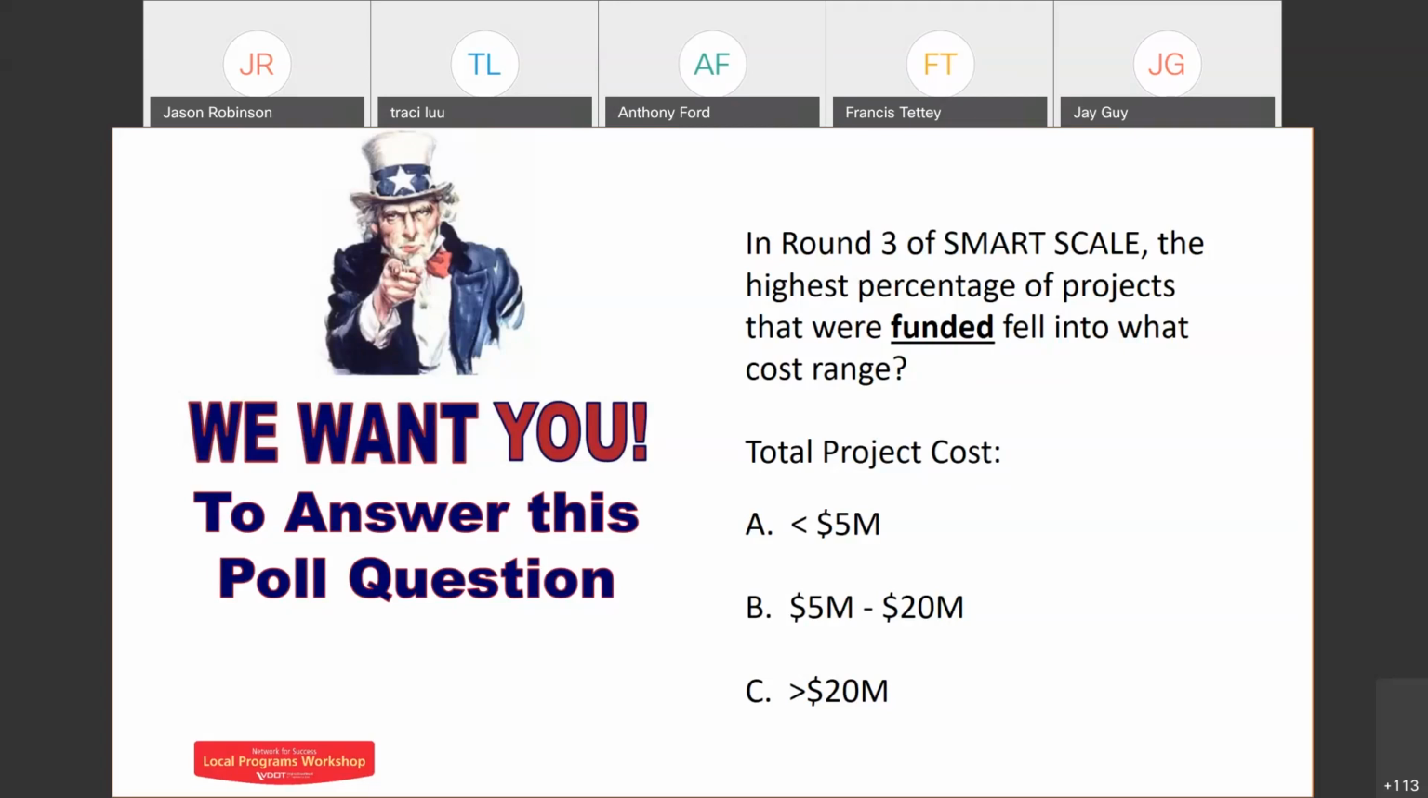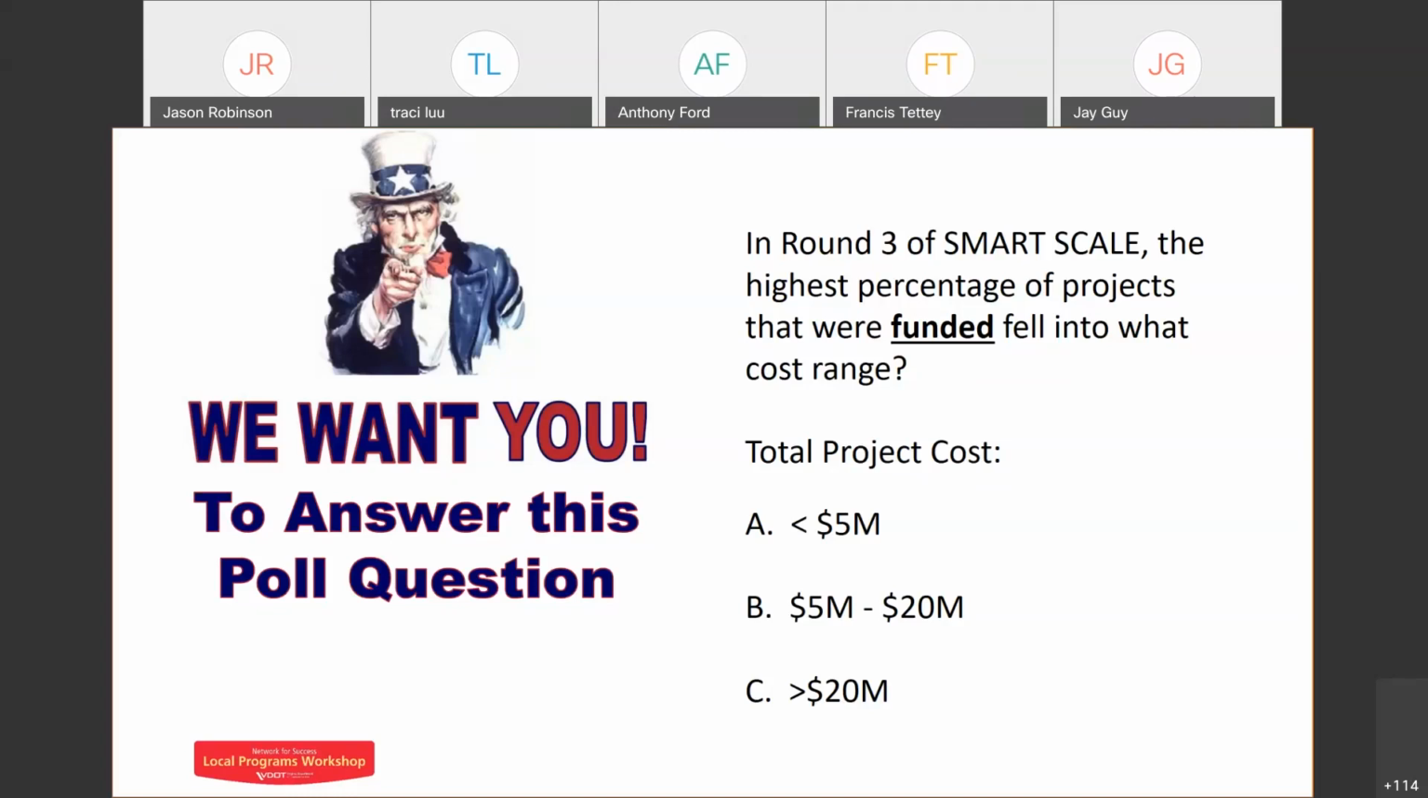So in round 3 of Smart Scale, the highest percentage of projects that were funded fell into what cost range? Is it A, less than $5 million? Again, that's the total project cost. Was it B, $5 million to $20 million? Or was it C, greater than $20 million? I want you to respond to that poll question. And Jay, once you've seen that a good number of responses have come in, you can close that poll. Let's see what you responded there.